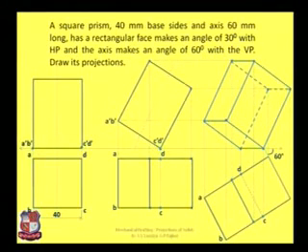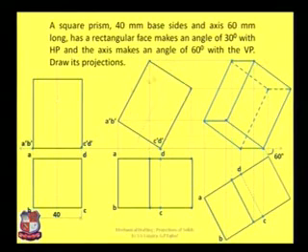Here the square prism is given, having base 40 mm sides, height 60 mm. This is a rectangular face which makes an angle of 30 degrees with the horizontal plane, and the axis of this solid makes an angle of 60 degrees with the vertical plane, and this is the final answer. So here 3 stages are there: first stage, second stage and third stage.